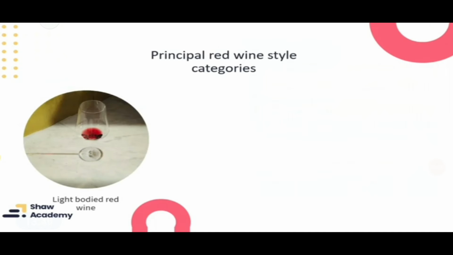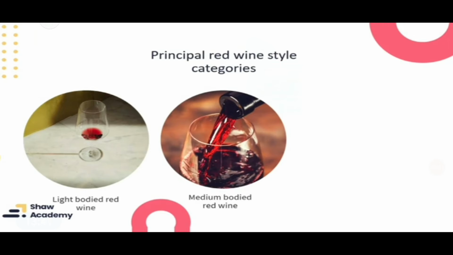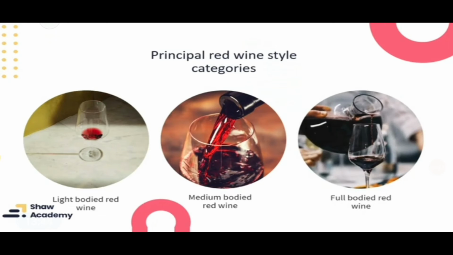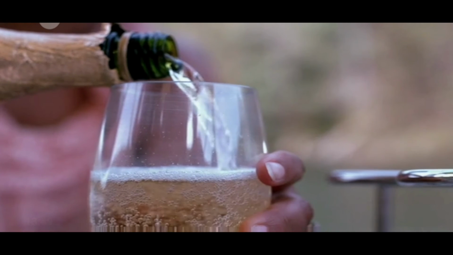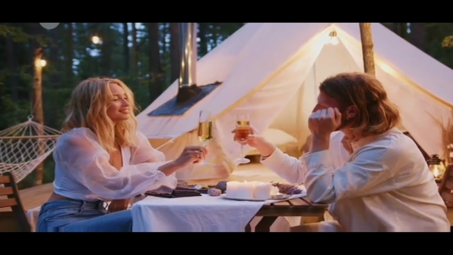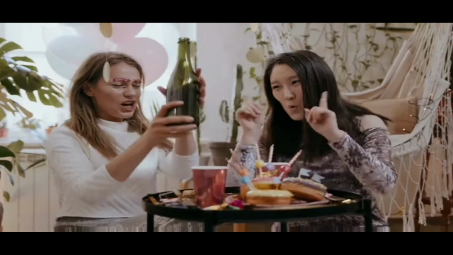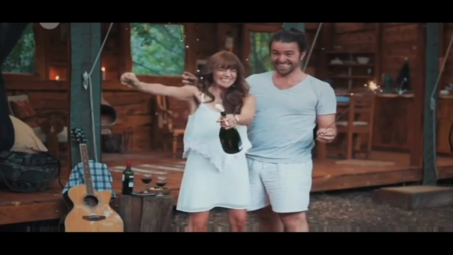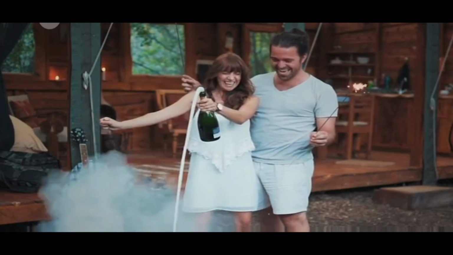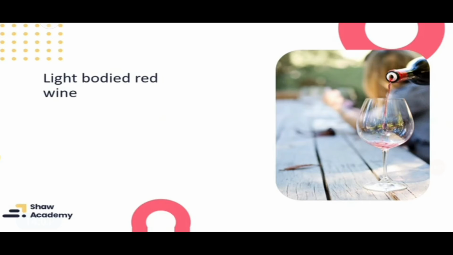The principal red wine style categories are light-bodied red wines, medium-bodied red wines, and full-bodied red wines. Before we look at these categories in depth, I want to let you know that in our last lesson, lesson 8, the final lesson of module 1, we are going to have champagne showers. So to get back to red wine, let's take a look at light-bodied red wines.